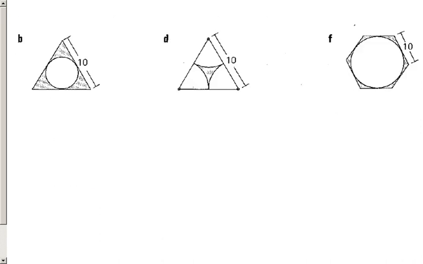And here are B, D, and F from the same question, number 14. So again, I'm going to come up with a plan. In this one, the area that's shaded is going to be the area of the equilateral triangle minus the area of the circle inside.